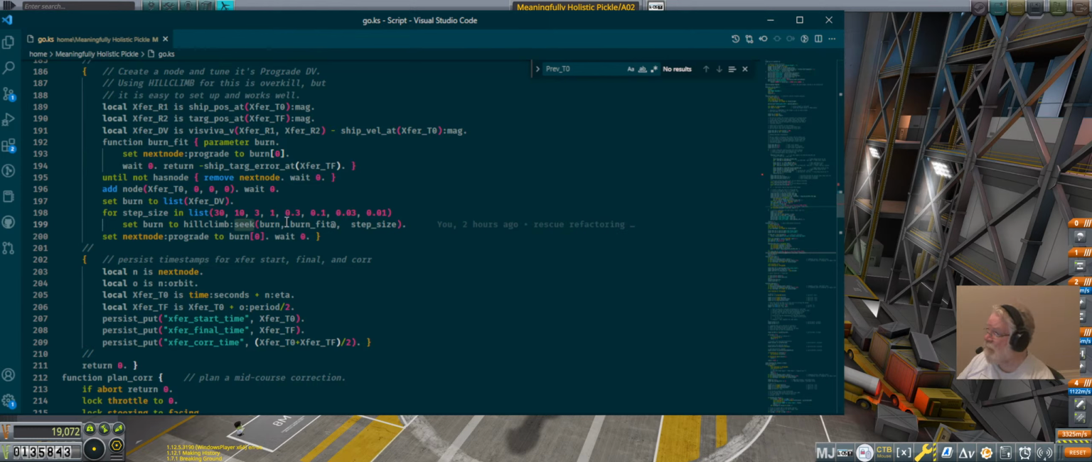So when we're all done, I'm going to unpack our burn vector back out into the nodes. So this looks like this. And actually, what would be even better would be, don't repeat yourself. I am going to replace this code with just calling burn fit.